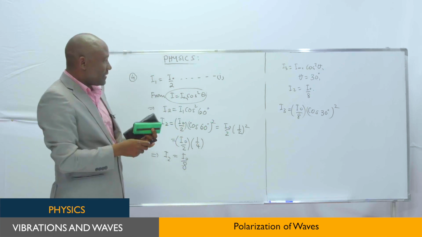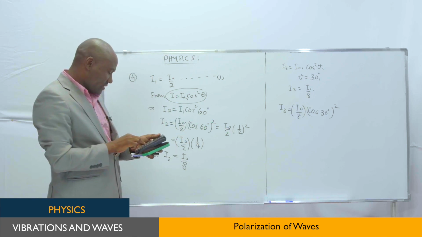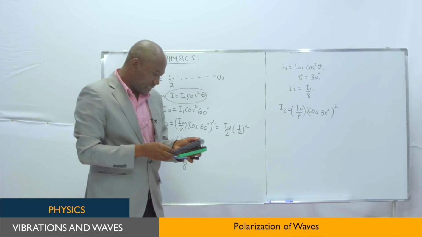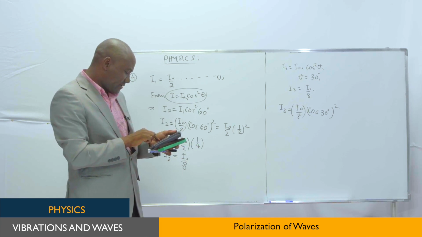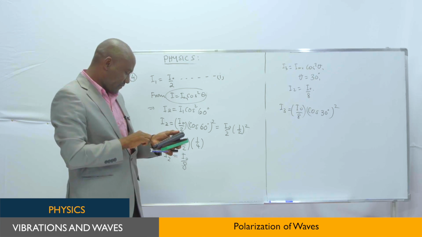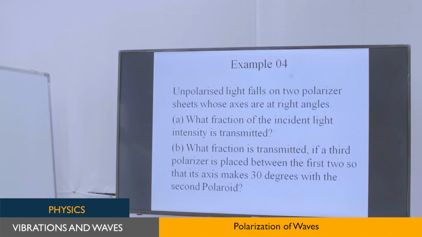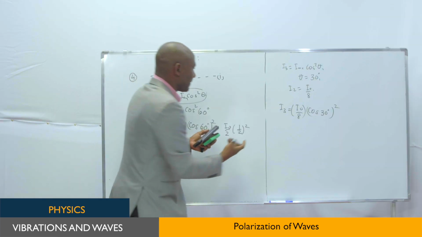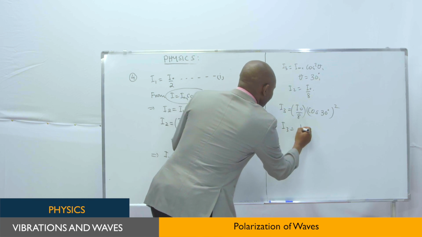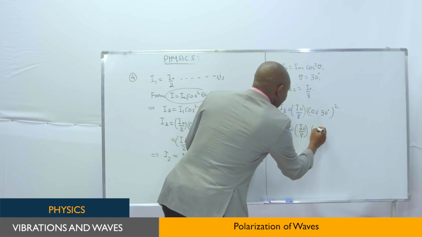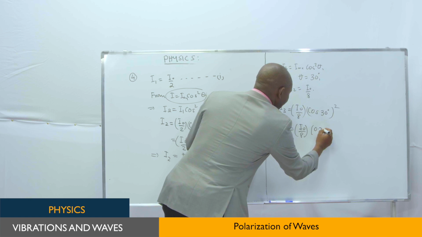Using your calculator, you can find cos of 30, which equals about 0.87. If you square that value, you get 0.75. So I3 equals I naught over 8 times 0.75.